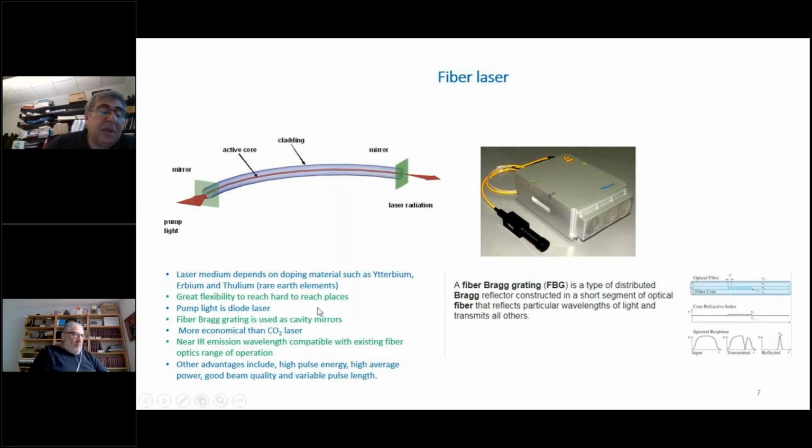The laser medium has doping materials such as ytterbium, erbium, or thulium, and the pump light is a diode laser. This laser has some advantages such as high pulse energy, high average power, good beam quality, and variable pulse length.